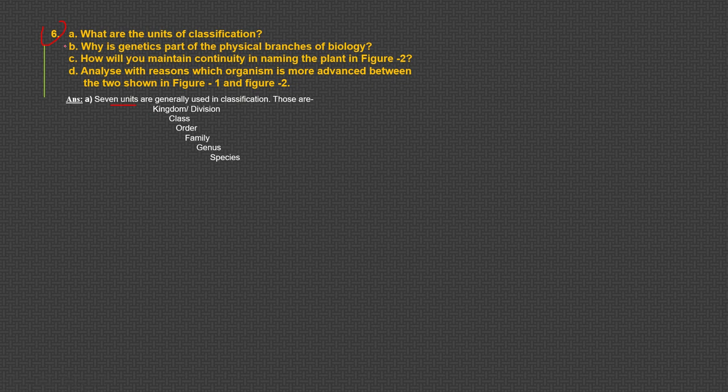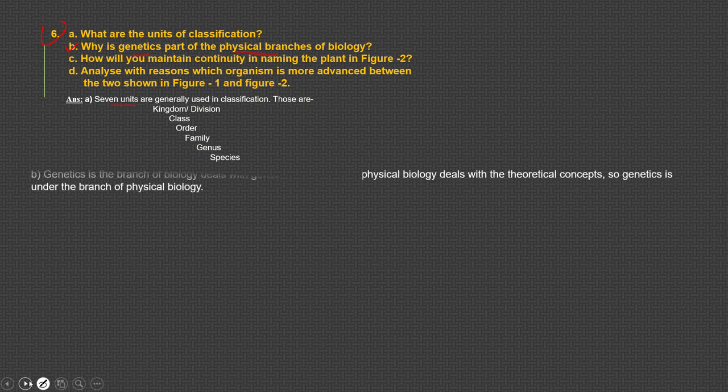Why is genetics part of the physical branches of biology? We know that genetics is the branch of biology that deals with genes and heredity, and physical biology deals with theoretical concepts. So genetics comes under the branch of physical biology.